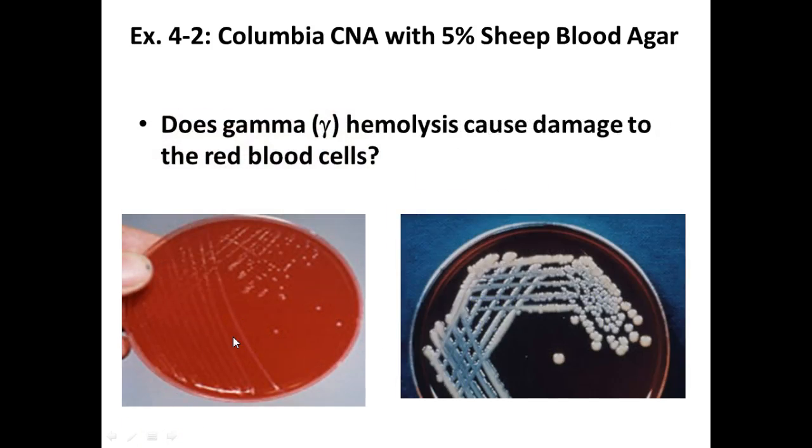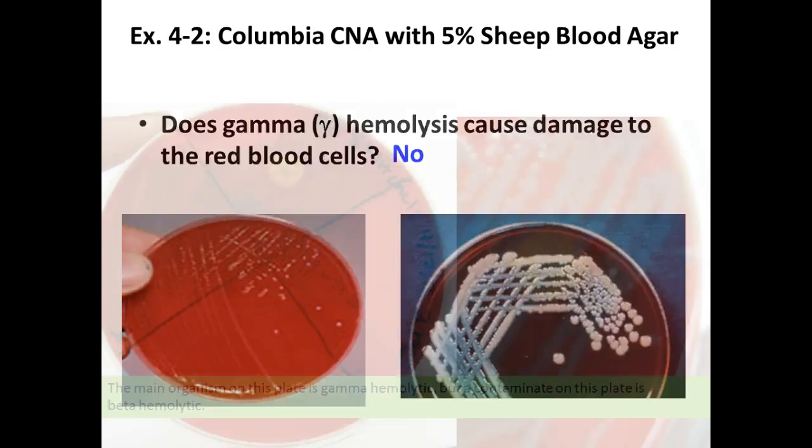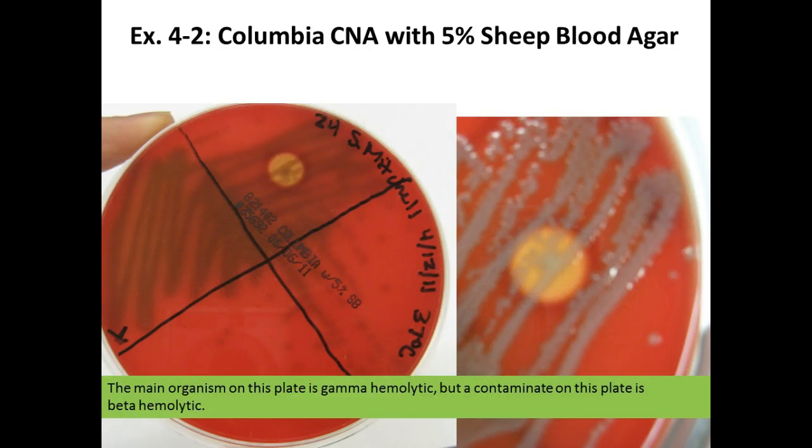Gamma hemolysis is actually no destruction of the red blood cells. There are organisms that are gram-positives that will grow on these plates, but they won't cause any destruction to the red blood cells. So this is an example of that.